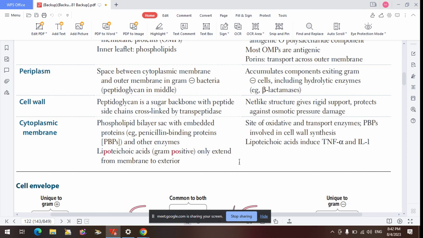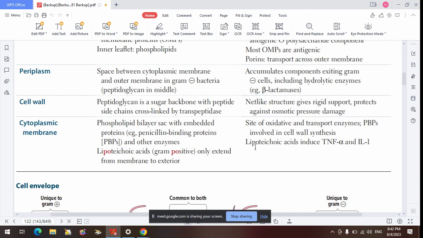Okay, so we said the cell wall is made up of peptidoglycan, the peptide component and the glycan component. The glycan component is a carbohydrate. So what are the carbohydrate moieties? N-acetyl glucosamine and N-acetyl muramic acid. Attached to that N-acetyl muramic acid are peptide chains. So they all come together and form the peptidoglycan.